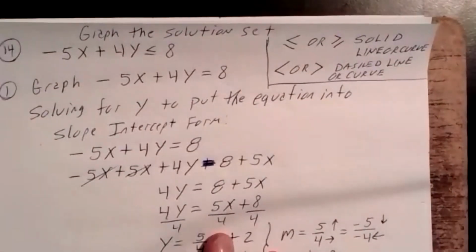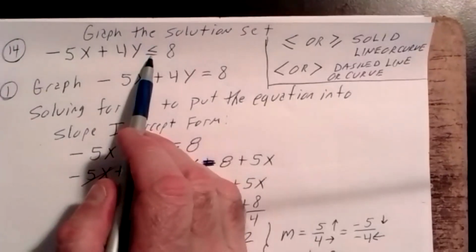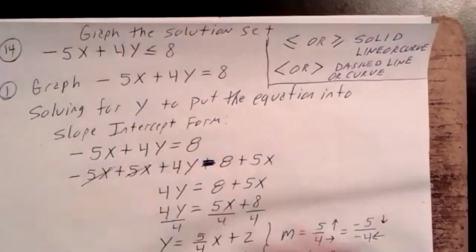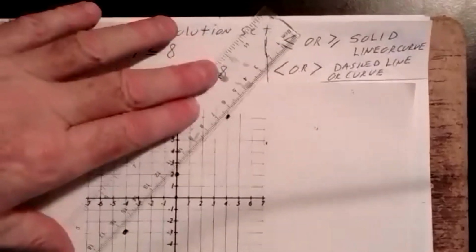All right, notice in our inequality, we have the equal sign as part of our inequality. Therefore, we're going to put a solid line through the points we plotted, not a dashed line, a solid line. So therefore, we're going to put a solid line through these points.